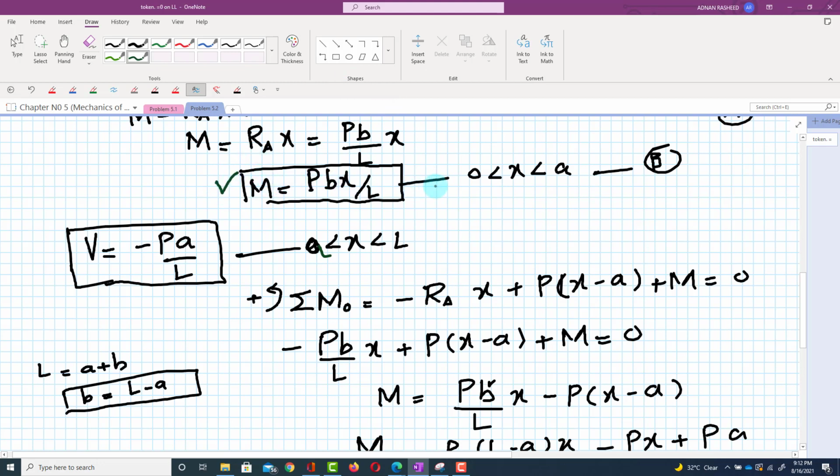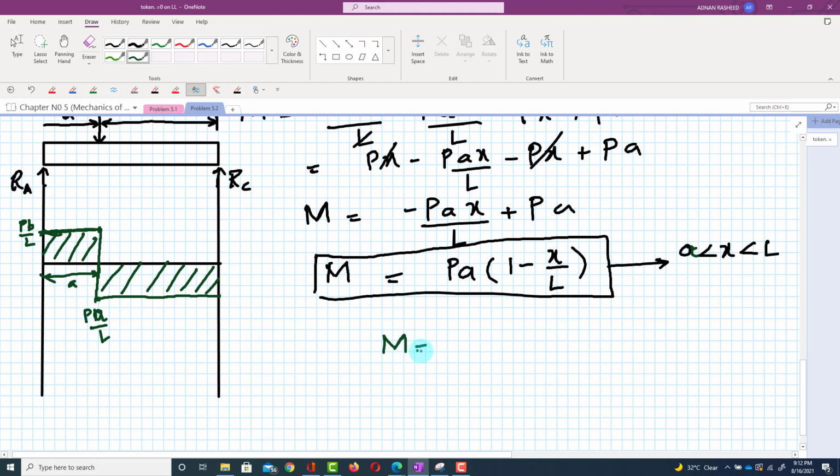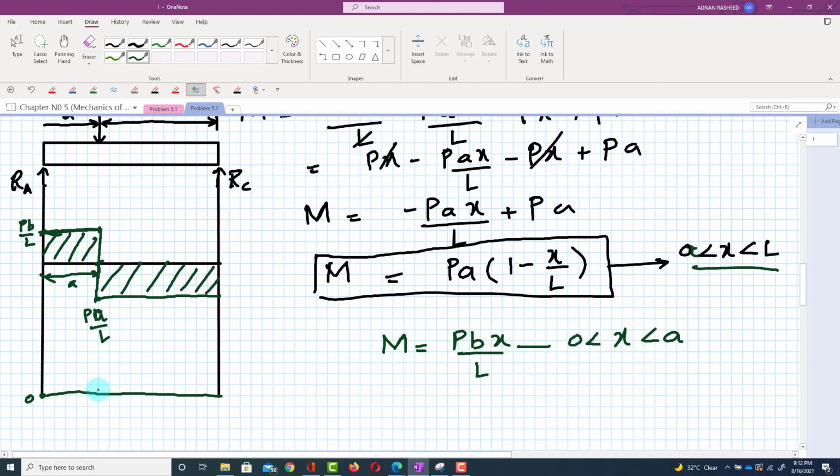From equation B, the bending moment diagram equation is PB into x over L. I will write here M is equal to PB x over L. That was for x greater than 0 and less than a. If this is the baseline, and x is equal to 0, then this moment will be 0. Clear? Now you can see the shear force is maximum over here, and it will be a straight line.